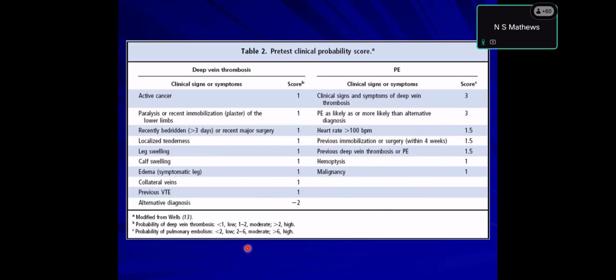Similarly, there is also, for example, this modified Wells score. You can look at, for DVT, is there an active cancer, is there tenderness, calf swelling, all the things, rule out major diagnosis, and you give a score. For pulmonary embolism, you look at the heart rate, previous DVT or PE, hemoptysis, malignancy, and like that you give a score. And again, look at the probability: is it low, moderate, or high.